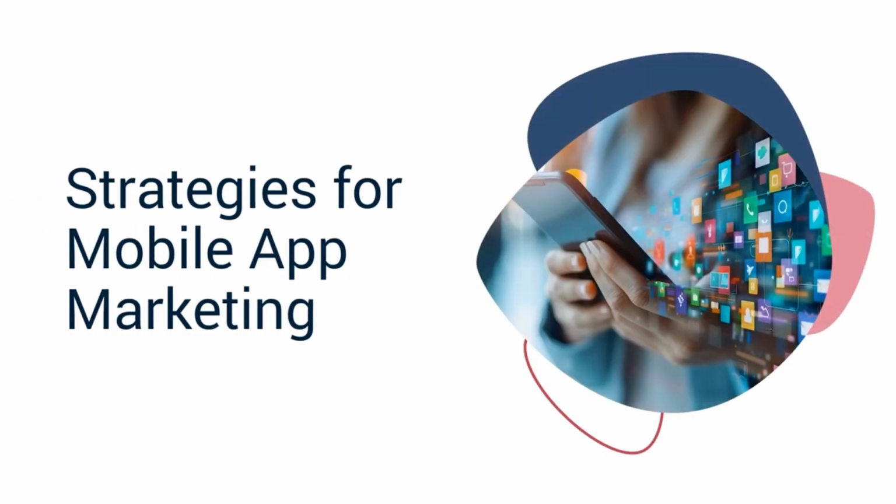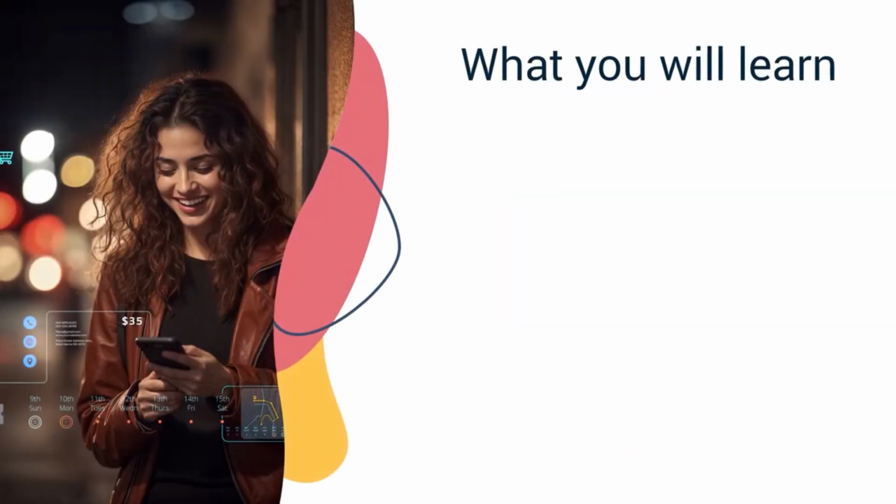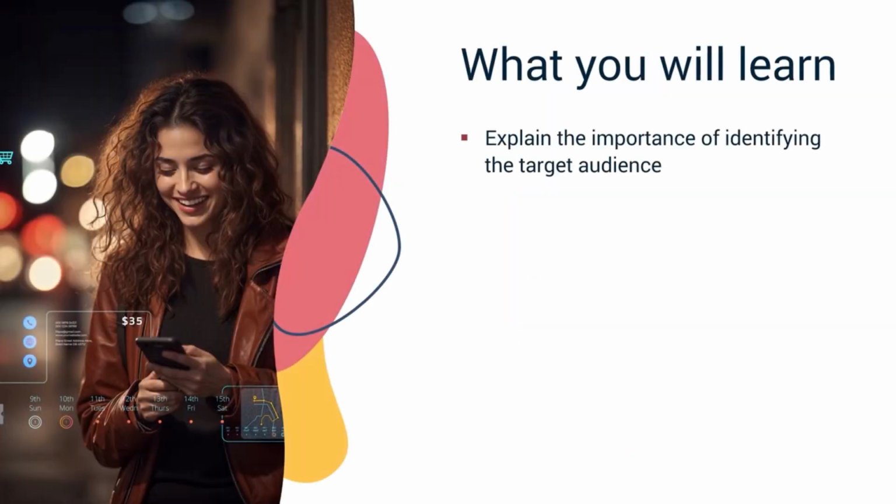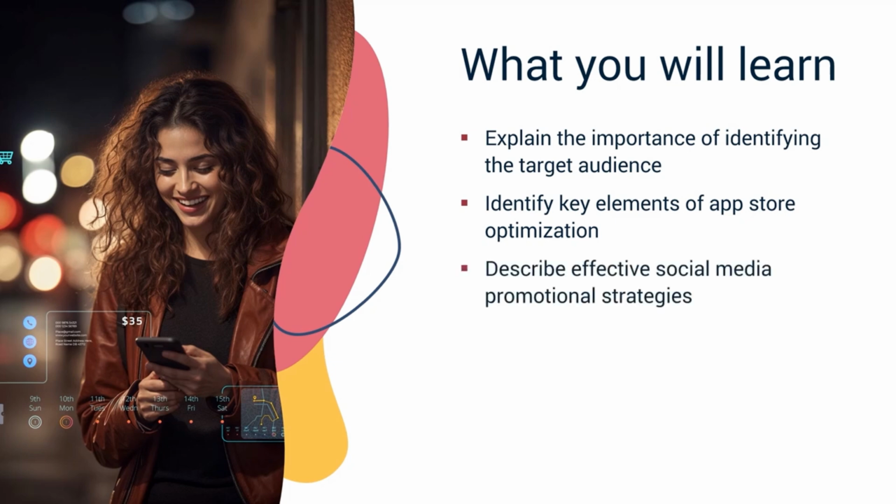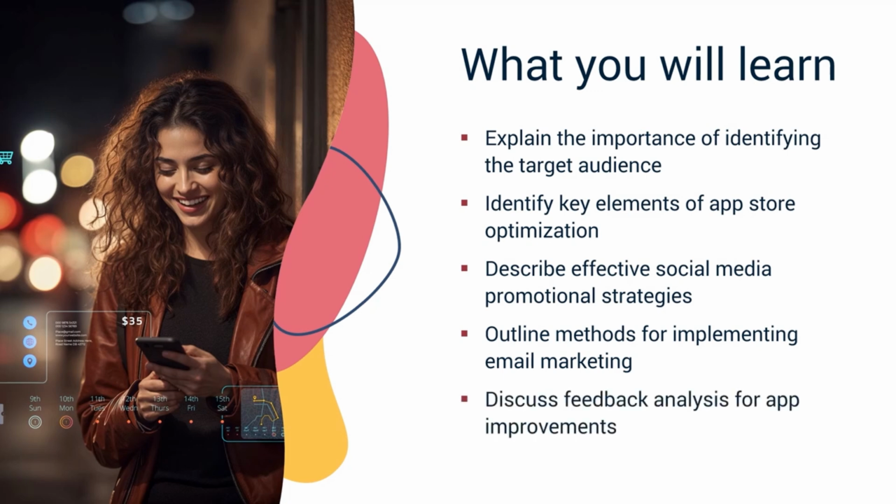Welcome to this video on understanding effective strategies for marketing mobile applications. After watching this video, you will be able to explain the importance of understanding the target audience for mobile app marketing, identify the key elements of App Store optimization, or ASO, to enhance app visibility, describe effective strategies for promoting a mobile app using social media and influencer marketing, outline methods for implementing email marketing to maintain user engagement, and discuss how to analyze user feedback to make data-driven improvements to the app.